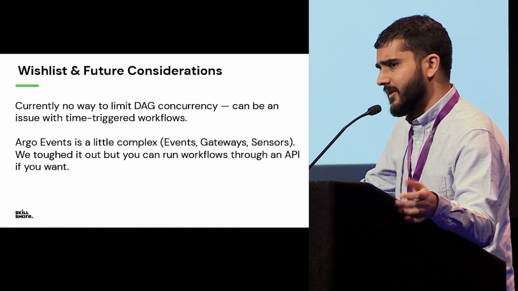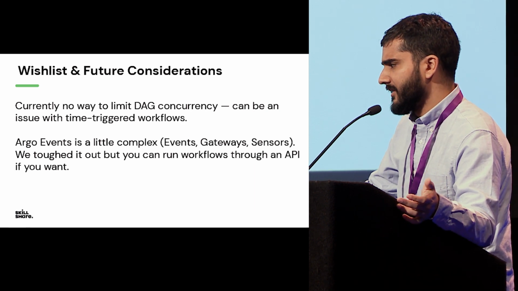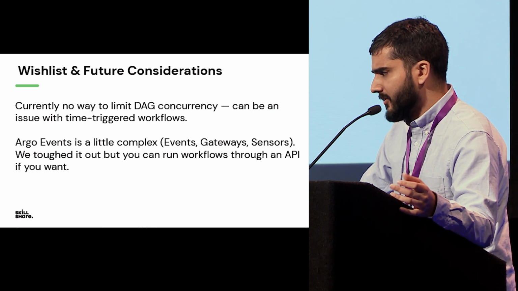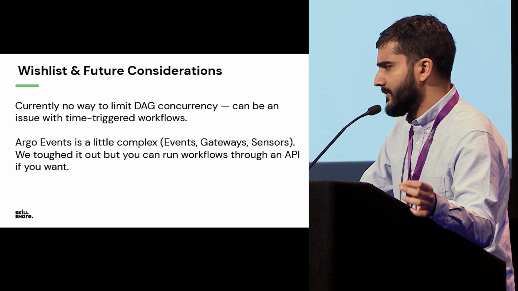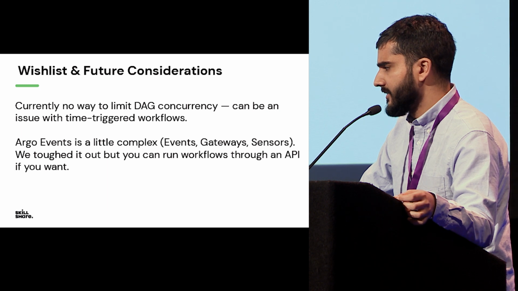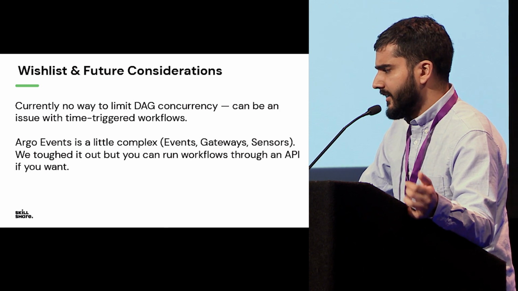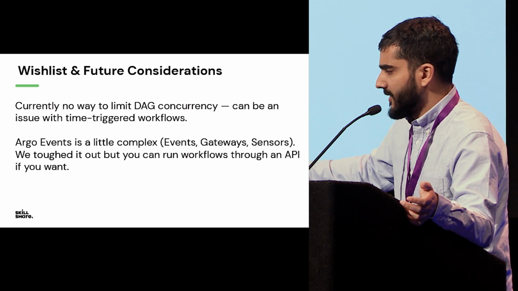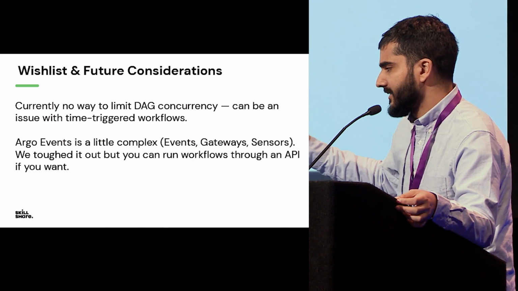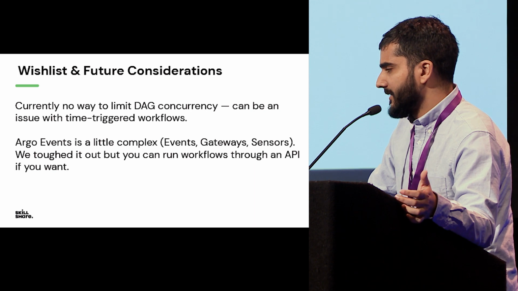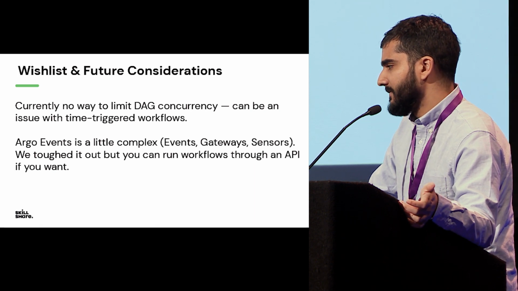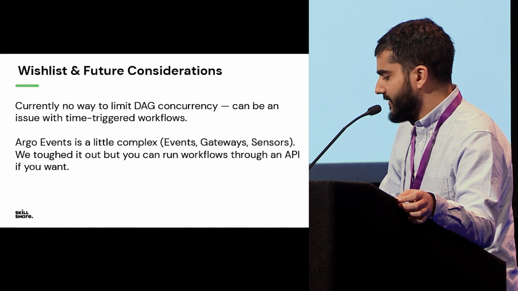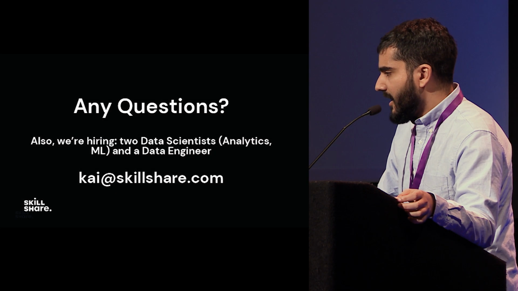You can definitely adjust concurrency within the workflow itself. So there's task concurrency, but at a global level, there's no way to limit DAG concurrency. And then, like I mentioned earlier, Argo Events is a little complex. There's a few different objects involved: the events, the gateways, and the sensors. We kind of toughed it out and set it up, but you can just trigger the workflows through an API if you want. That may be easier for some people.